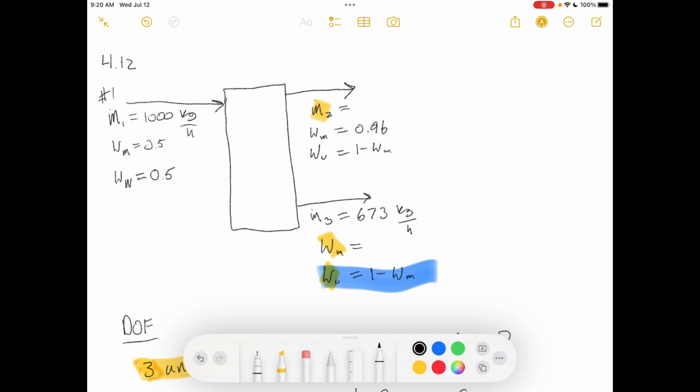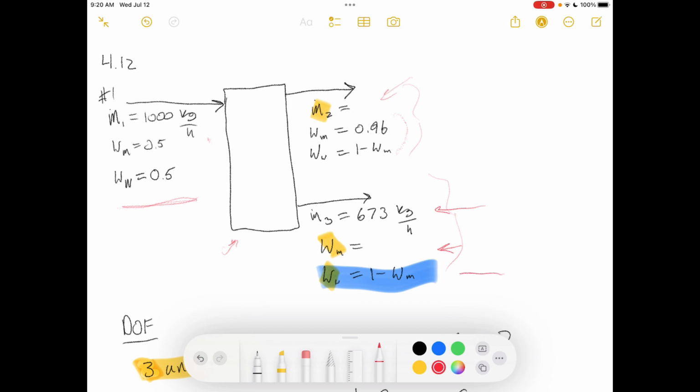Okay, so we've got our process here set up. This is our distillation column. We've got an input stream. They said it was 1,000 kilograms per hour, and it's 50/50 weight percent. Then we've got two outlet streams, one there and one there. They gave us the composition of this stream, and they did not give us the composition of this stream, but they did give us the flow rate of this stream. They did not give us the flow rate of this stream.